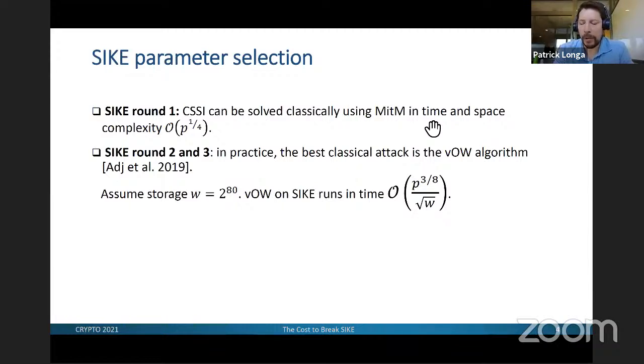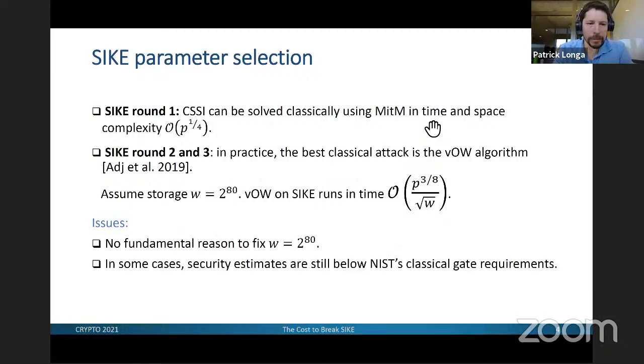Now, the issue with the van Oorschot-Wiener algorithm: you can see the execution time shown on the screen has a memory parameter called W. For simplification purposes, that parameter was fixed to 2^80. We can already mention a couple of problems with that analysis. First of all, there is no fundamental reason to fix W to 2^80. And second, in some cases, the security estimates obtained with the analysis were still below the NIST classical gate requirements.